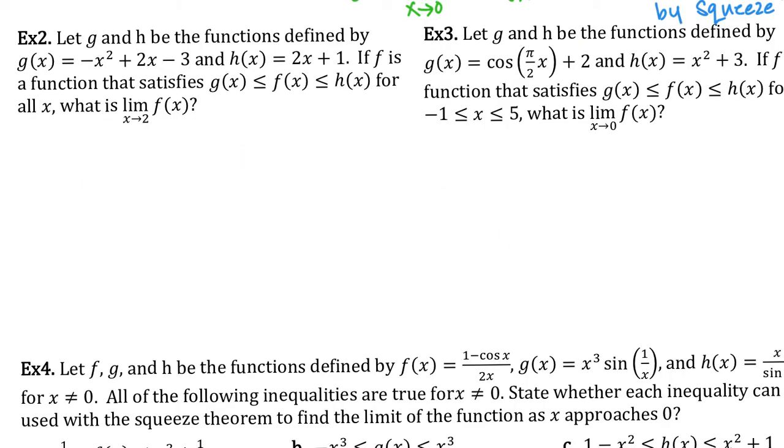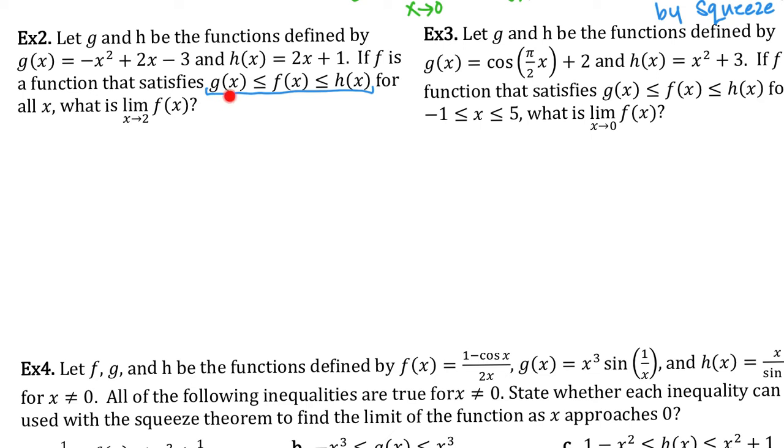Okay, let's look at example 2. It says let g and h be the functions defined by g of x is negative x squared plus 2x minus 3, h of x is 2x plus 1. If f is a function that satisfies g of x is less than or equal to f of x is less than or equal to h of x for all x, what is the limit as x approaches 2 of f of x? So let's try this using the squeeze theorem.